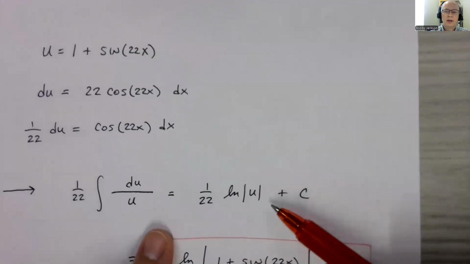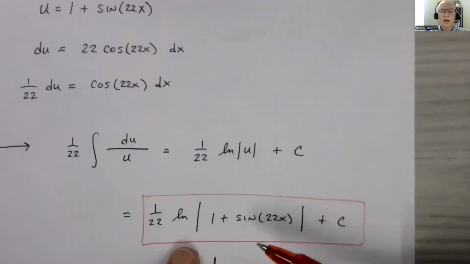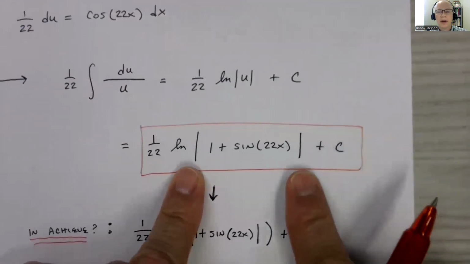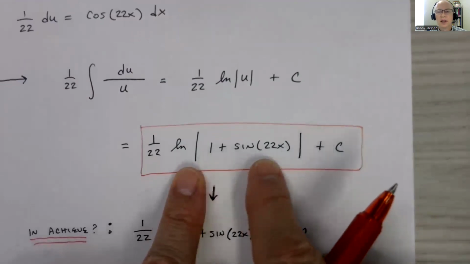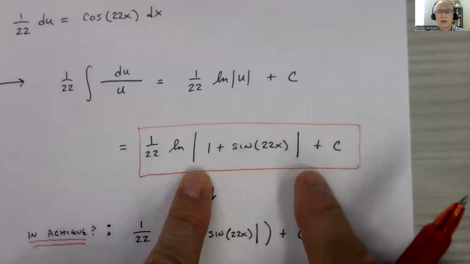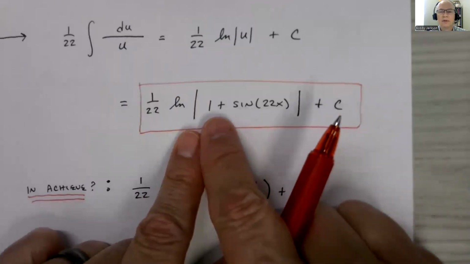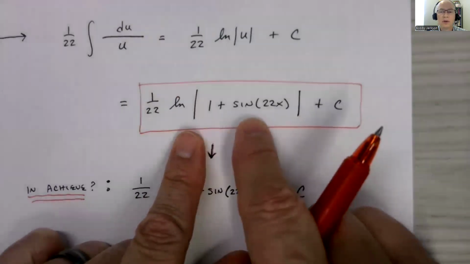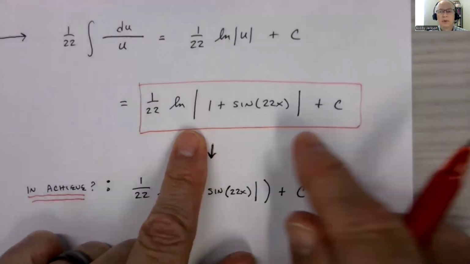We're not done yet because I need to go back to the original variable. I'm going to replace u with this expression here, and we get this as our answer. Don't forget the absolute value bars. That's important here because, well, technically, since it's 1 plus sine of something, you could put parentheses around it. But in general, let's do that, because if you're adding something between -1 and 1 to the sine of 22x, you could at times be negative. In this case, it's probably okay.